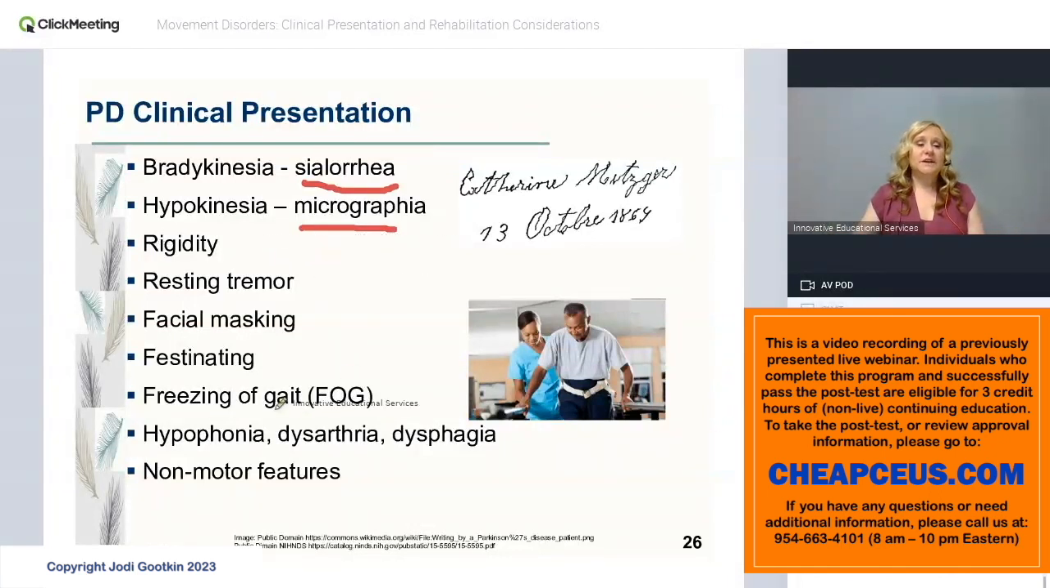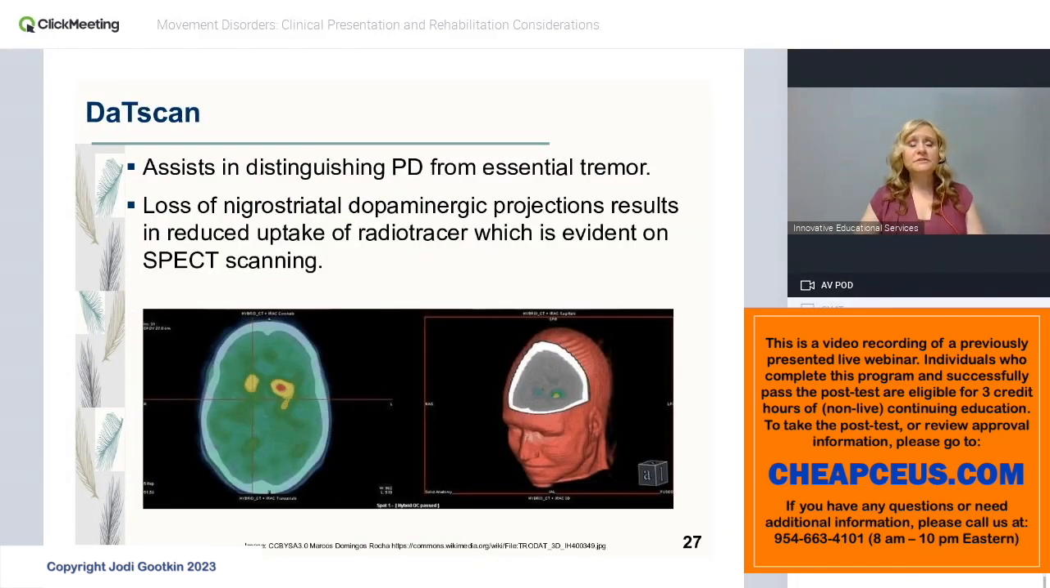Facial masking, festinating, freezing, all of these components we are recognizing. And then we have those non-motor features that we'll look at also. There was a newer test out there called the DAT scan. It is an attempt to actually show Parkinson's disease on imaging.